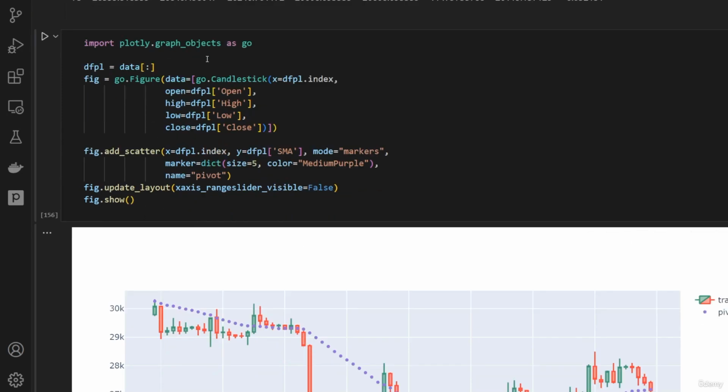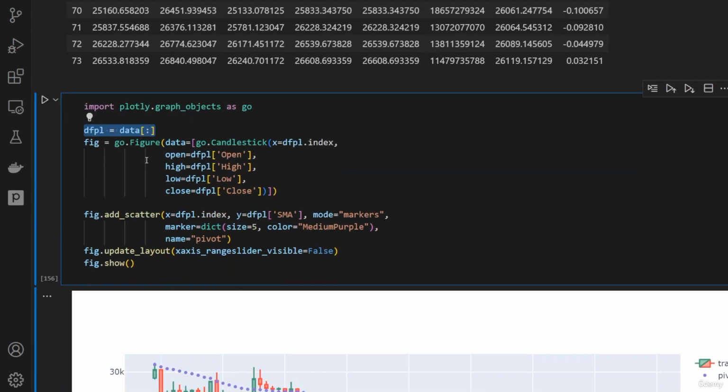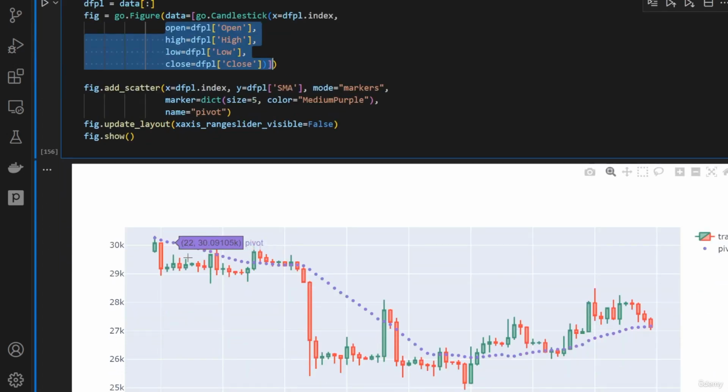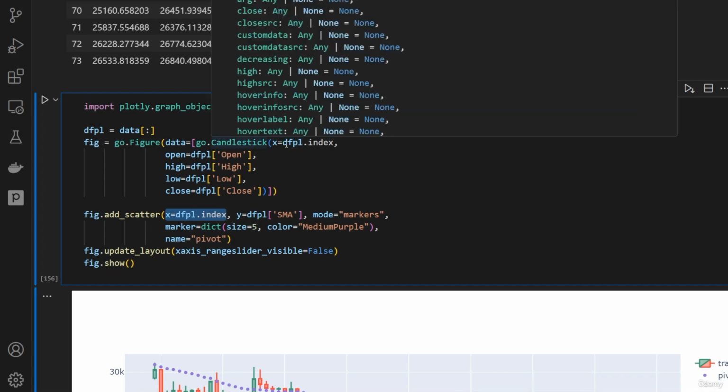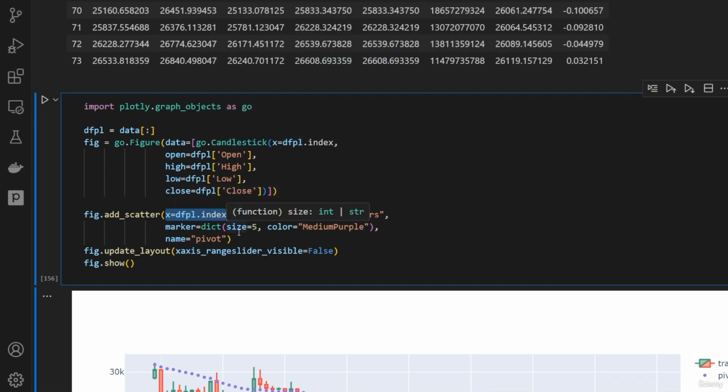So we're importing Plotly graph objects, taking a slice, which is the whole data frame for now, because we don't have a big data frame. We're defining go.Figure, and then we're feeding the candlestick index at first, and then the open, high, low, and closing prices. So we have on the chart these candles that we can see here. And then we add on top of this chart, using the function add_scatter, x equal to the index, so they have to be the same index between the candlesticks and whatever I'm adding on the same chart.